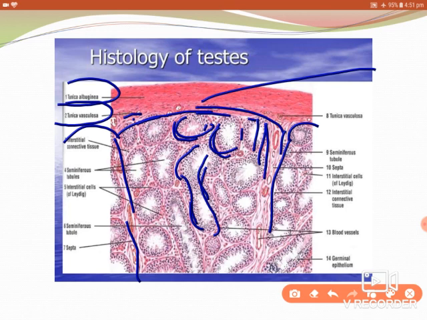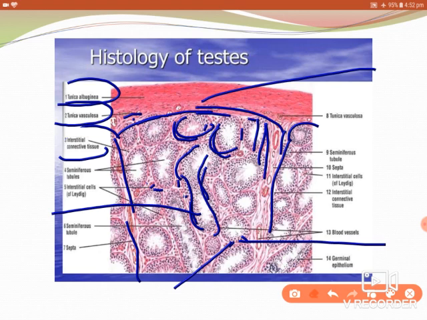It's lined with two types of cells. One is the spermatogenic cells and the other is the Sertoli cells. The spermatogenic cells are here, and the supporting cells in between form the Sertoli cells. In between the seminiferous tubules, this area is the interstitial connective tissue. There you can see connective tissue fibers, cells, blood vessels, nerves, and lymphatics. This is the interstitial connective tissue, this is the septa.